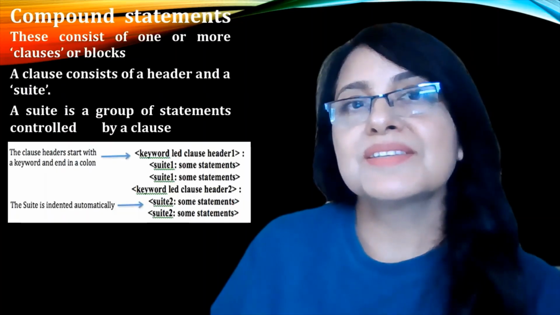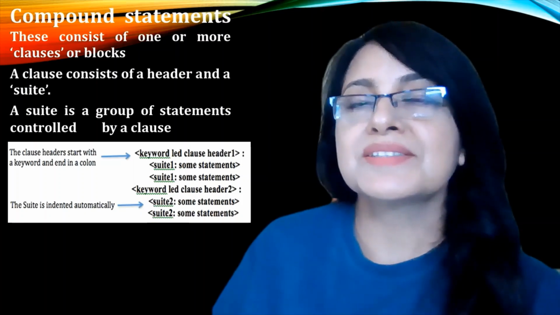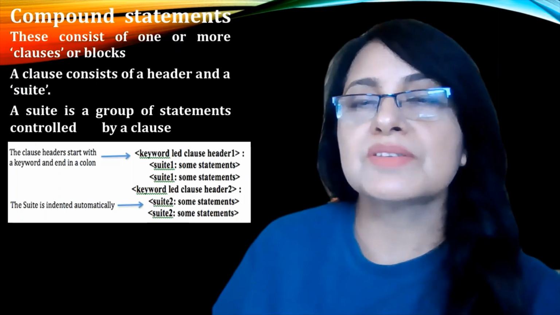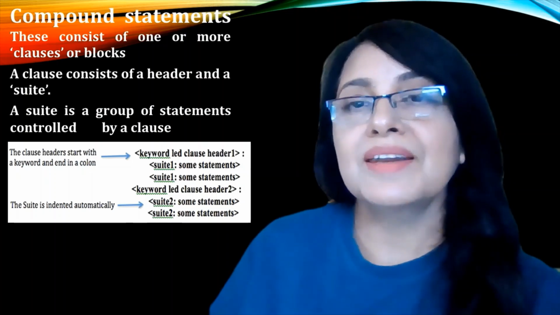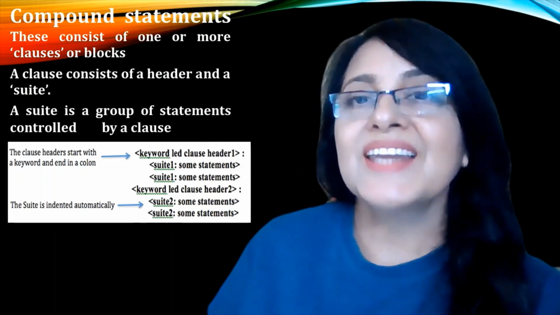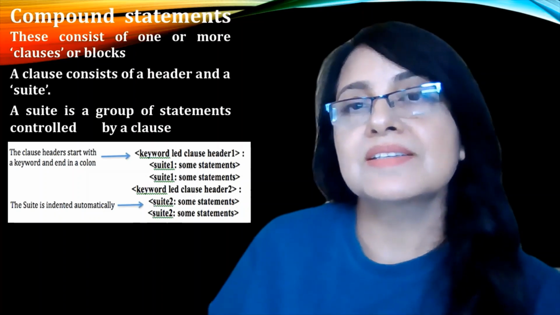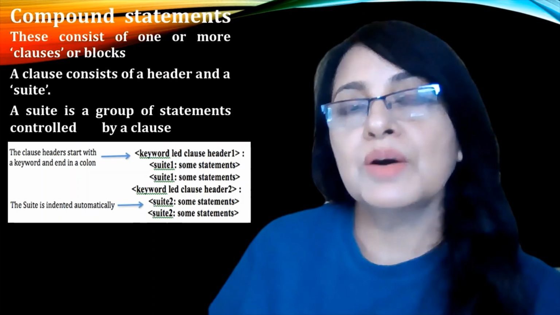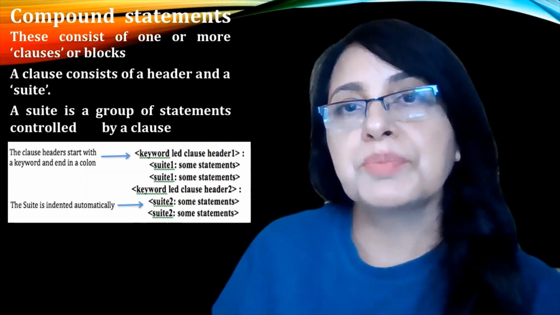Compound statements consist of one or more blocks or clauses, and the clause consists of a header and a suite. Now, the suite is a group of statements controlled by a clause. The clause headers will start with a keyword and end in a colon. When we press enter after the colon, the next statement will get indented. Now, all the indented statements will be part of one clause. The moment we move out of this indentation, we basically start another part of the program.